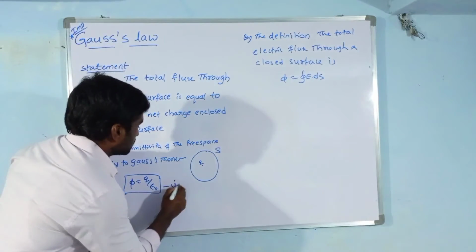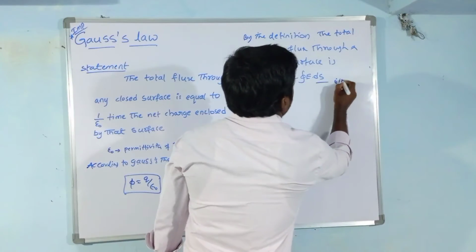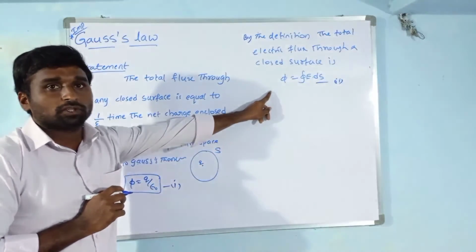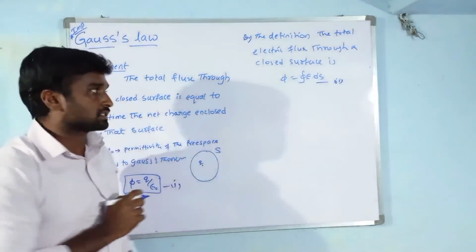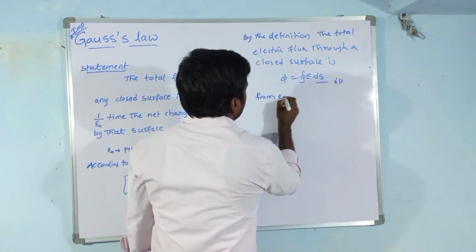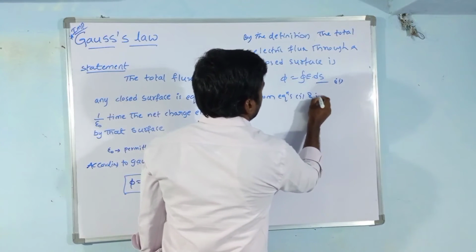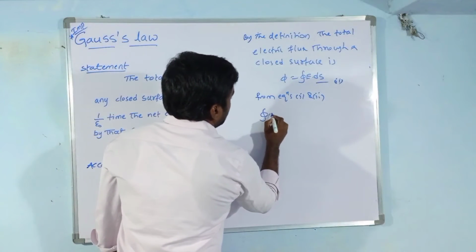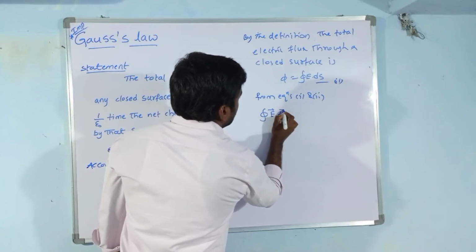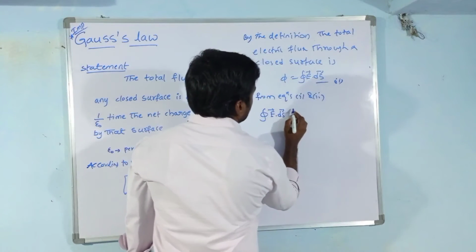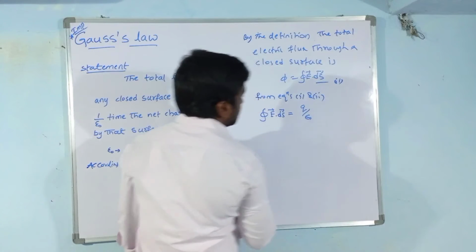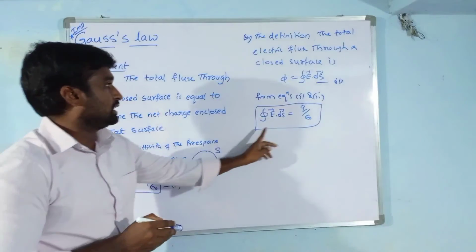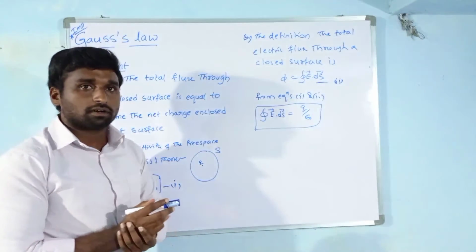Suppose this is equation 1 and this is equation 2. What can we write from equations 1 and 2? The LHS is the same in both equations, so we can equate the RHS. The surface integral of E dot dS is equal to Q by epsilon naught. This is Gauss theorem.